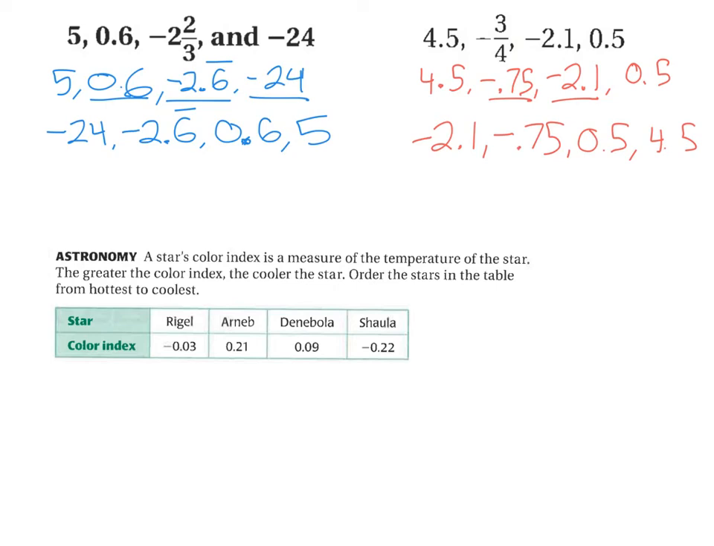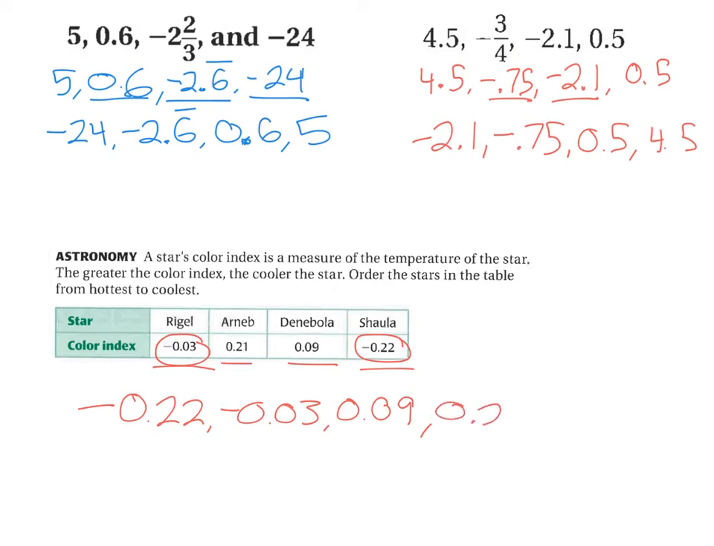So I have two negatives here. I got negative 0.03 that says, and negative 0.22. Negative 0.22, that's my lowest. And then my next number is negative 0.03. And now I'm in the positive range. I got 0.09 is less than 0.21.